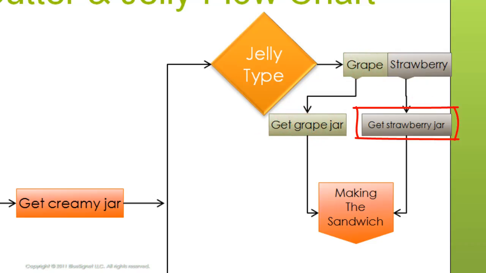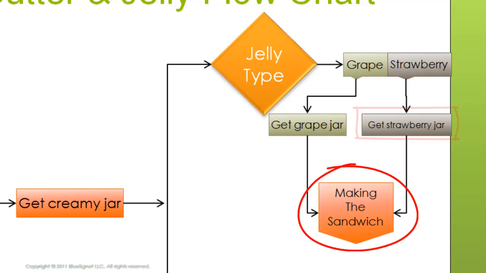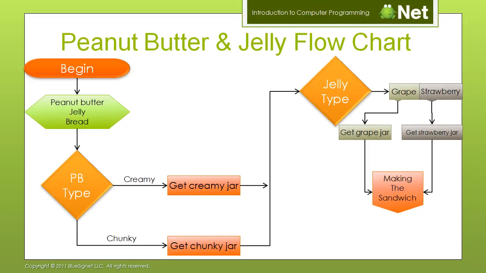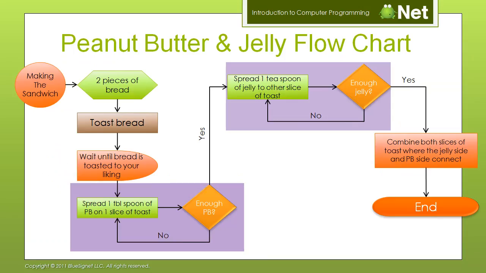That then goes, both of those options, regardless of which kind of jars we got, will both go to off-page references, which is the Making the Sandwich page. And since that is not on this page, we'll go to the Making a Sandwich page, which is here. So the off-page reference sends us to this connector, which is Making the Sandwich.